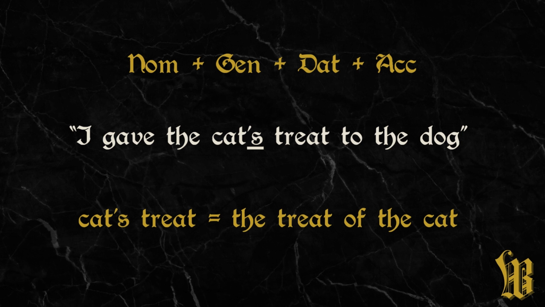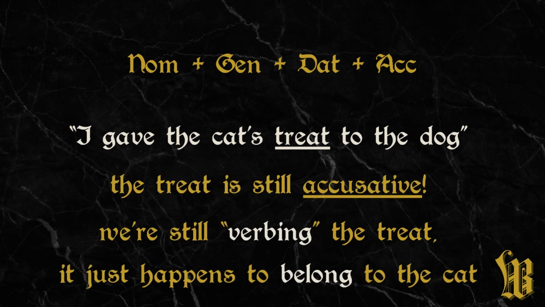We have a nominative, genitive, dative, and accusative. And the treat is still in its separate case. It's just the possessive of the cats. That is a genitive. Nothing else has changed. Because we're still verbing the treat, as it were. It just happens to belong to the cat. We've added additional information to whatever was already existing in the previous phrase.